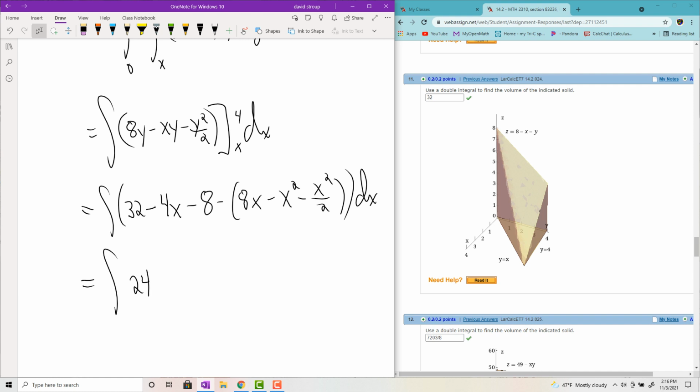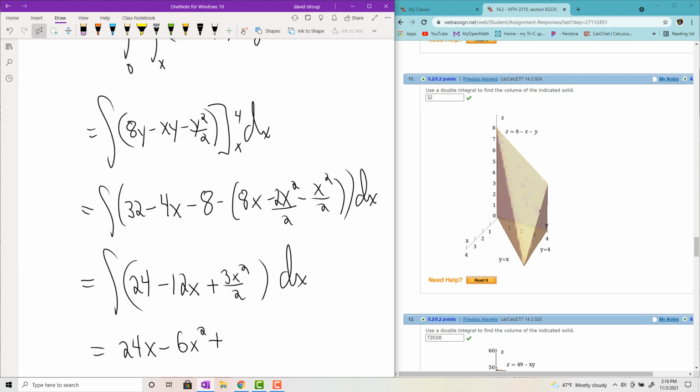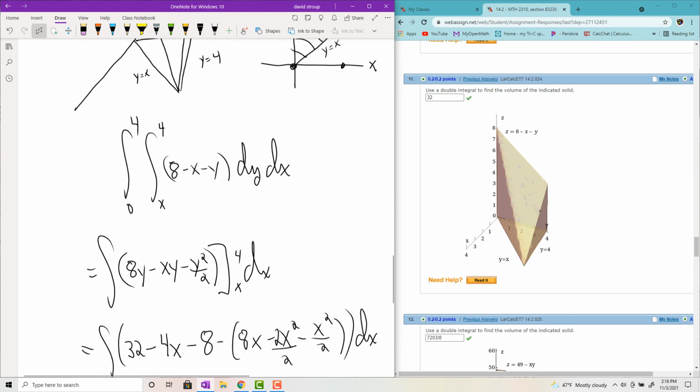There's negative 4x and negative 8x is negative 12x. And then there's this 2x squared over 2 plus x squared over 2. So it's plus 3x squared over 2 with respect to x. So that's going to be 24x minus 12x squared over 2 is 6x squared plus 3x cubed over 3 times 2, which is x cubed over 2. And then we need to evaluate it from 0 to 4, I think we said.